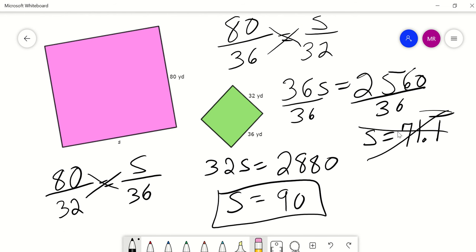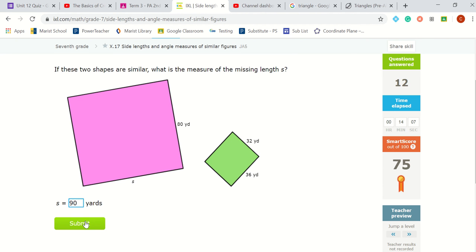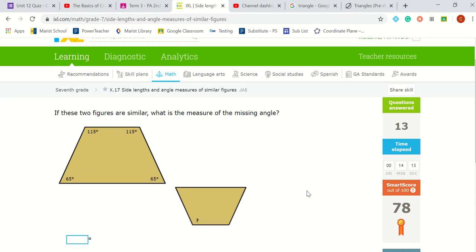If we would have gotten two integers here, I would have had to just close my eyes and guess, and hopefully I got it right. And if not, then curses to IXL. Let's see. Got it. Okay.